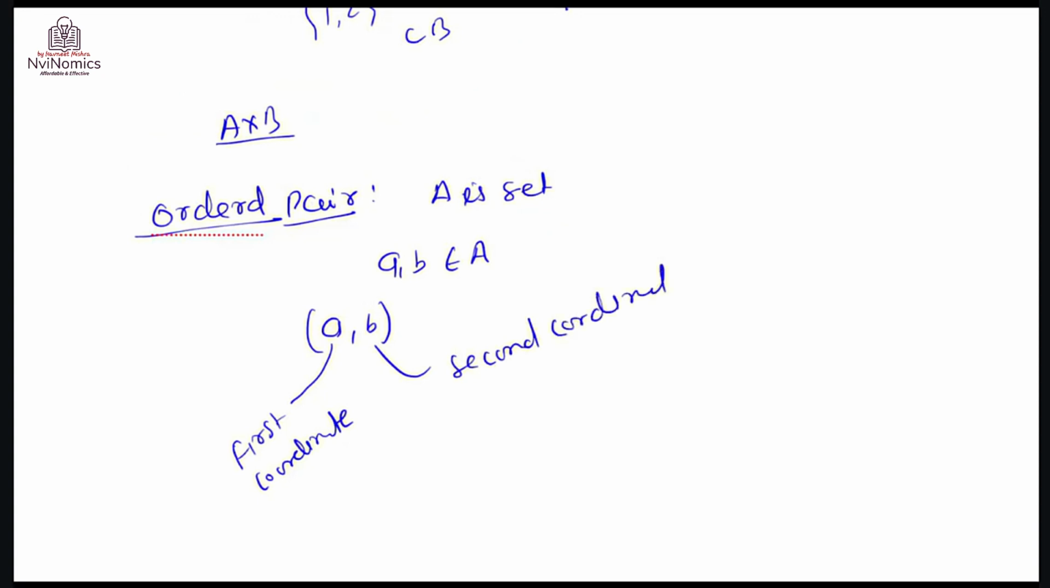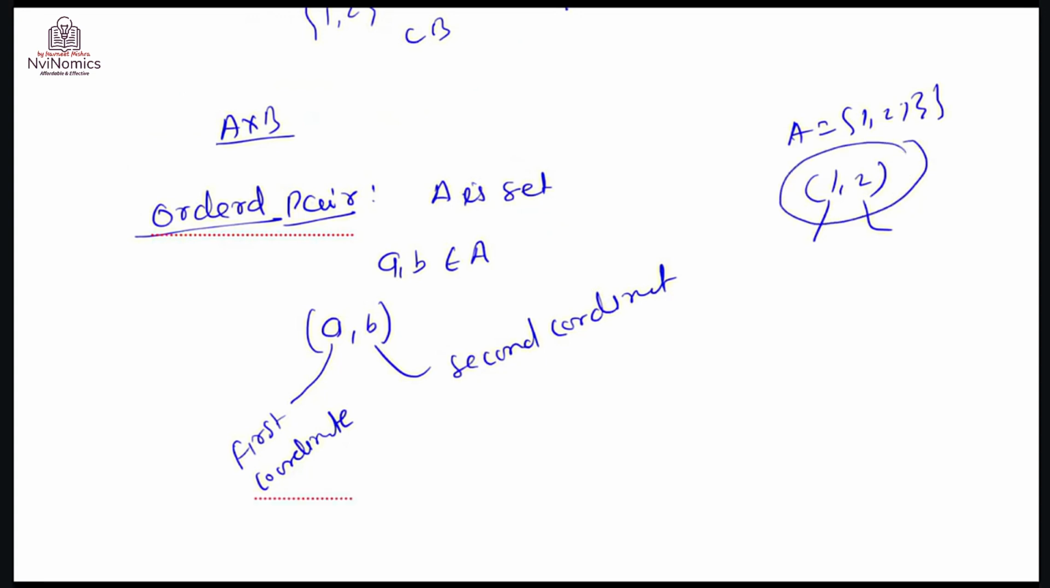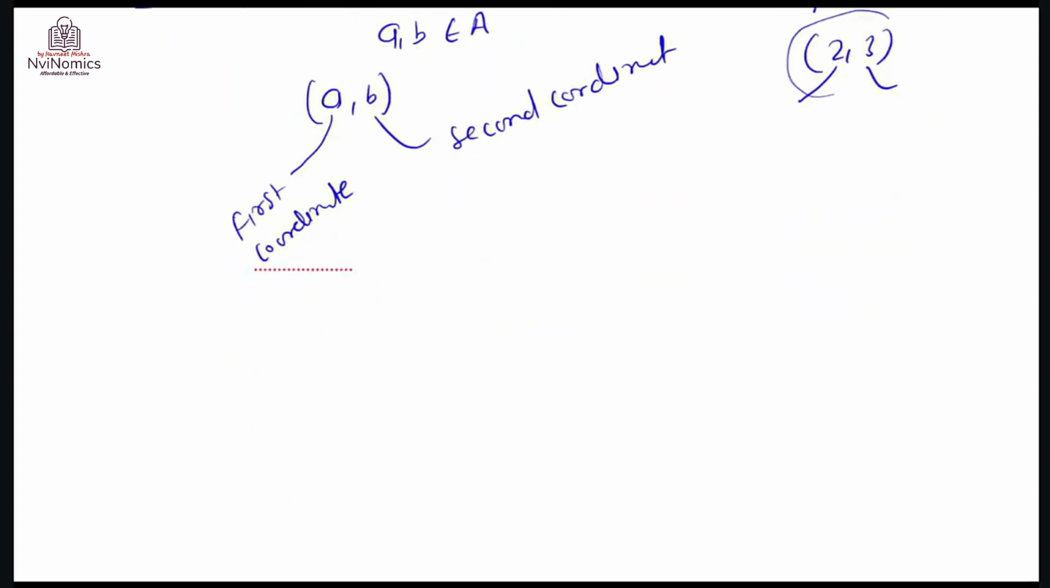Suppose A equals {1, 2, 3}. Now here we have (1, 2). So 1 is the first coordinate and 2 is the second coordinate, and this entire thing is the ordered pair (1, 2). Now we can also write (2, 3). This is the first coordinate, this is the second coordinate, and we have the ordered pair (2, 3). Fine. After that we are going to learn Cartesian product.